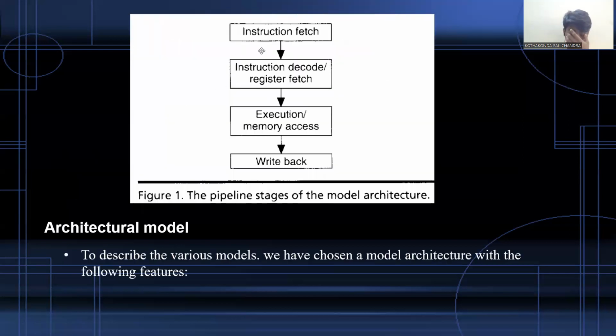This is the flowchart which executes the pipeline, which shows the pipeline stages of the model architecture: instruction fetch, instruction decode, register fetch, execution, memory access, write back. So we will know what is meant by the architecture model. To describe the various models, we have chosen a model architecture with the following features.